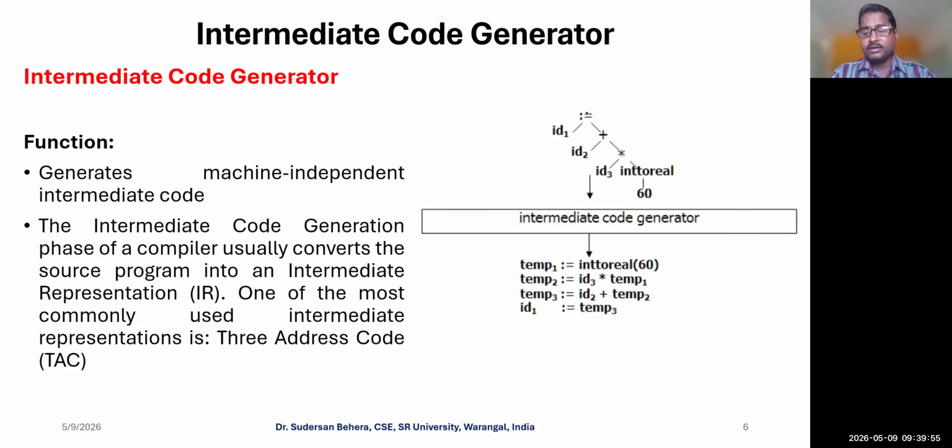Now, another temporary has been assigned, called temp3. Temp3 holds the result of ID2 plus temp2. Temp3 equals ID2, meaning identifier 2, plus temp2. Temp2 is holding ID3 into temp1. What is temp1? Temp1 is holding inttoreal 60. So finally, everything is placed in temp3.